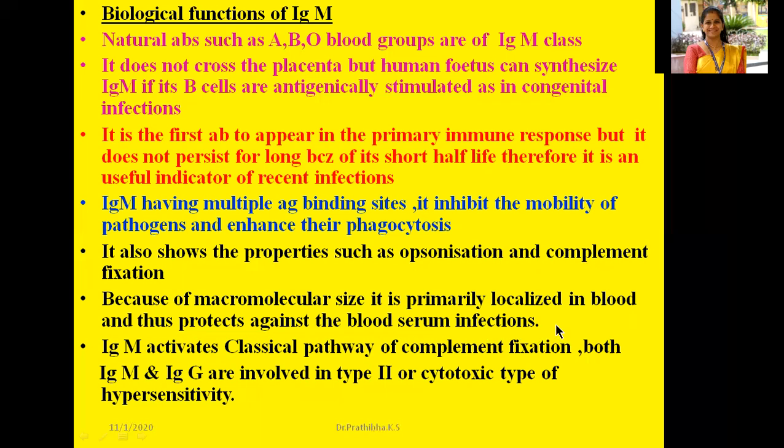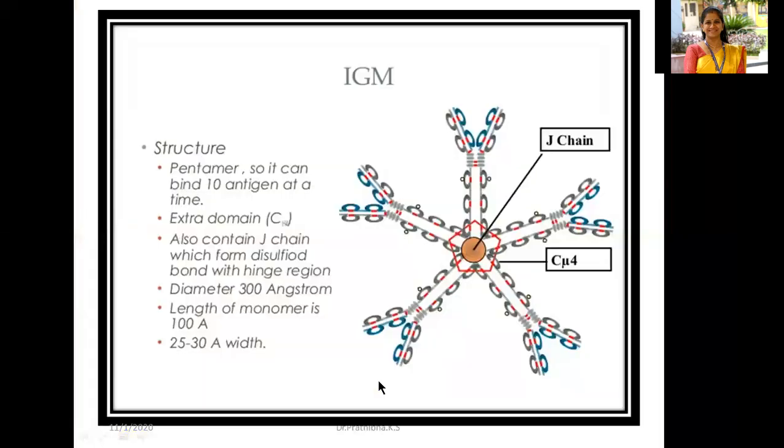Okay, and all the natural antibodies which are present with the blood groups A, B, and O are actually of the IgM class. IgM activates the classical pathway of complement fixation. Okay, both IgM and IgG are involved in type 2 or cytotoxic type of hypersensitivity.